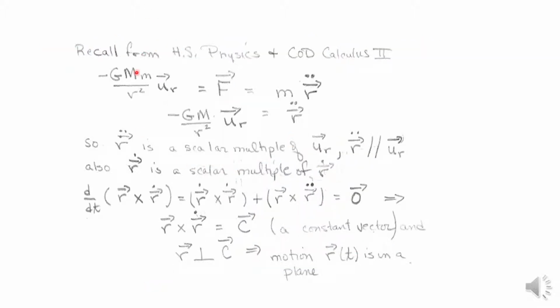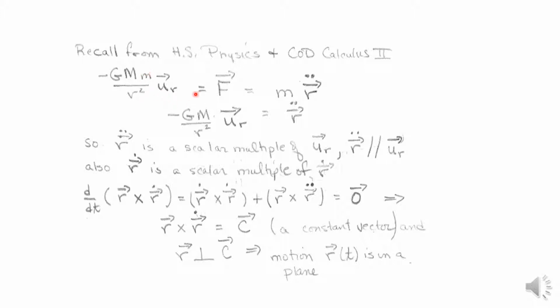We know from high school physics and Calculus 2 that F as a vector is the product of the mass times the acceleration, and this is the second time derivative of the r vector. We also know that the force as a vector is totally due to the gravitational pull, so this is going to be minus G, the constant, mass of the sun, mass of the planet, divided by r squared. That's the distance between their centers of mass, and this is going to be along the vector joining their centers of mass, or along the radial direction.